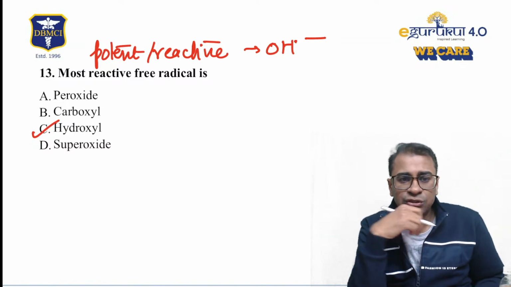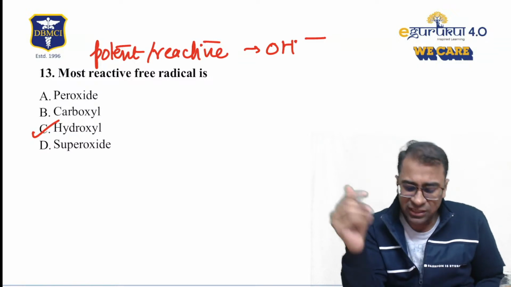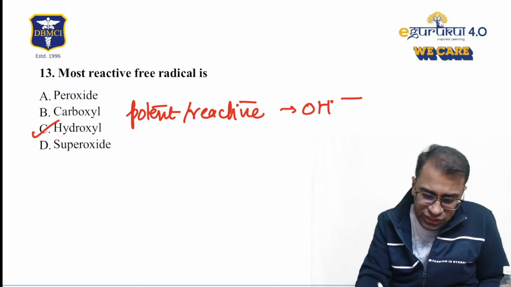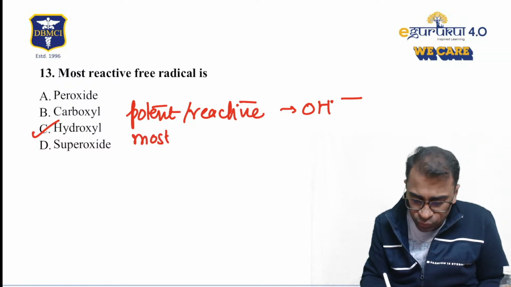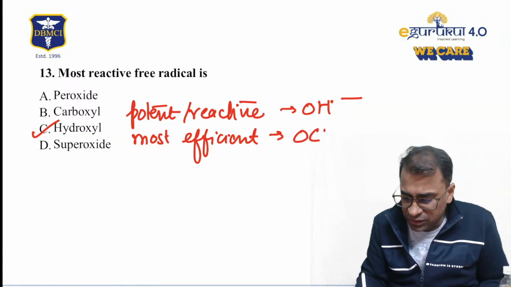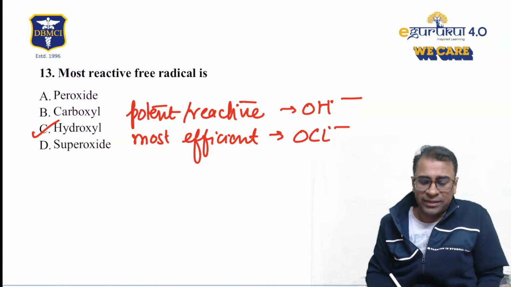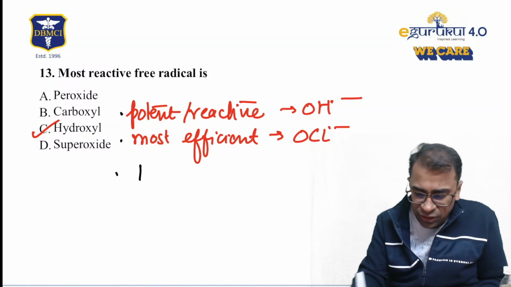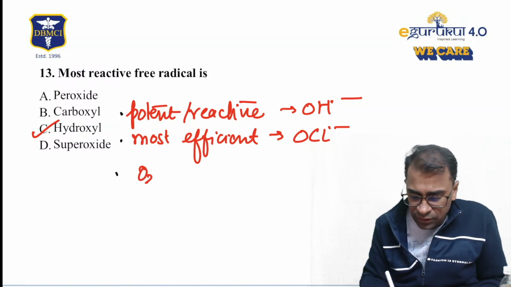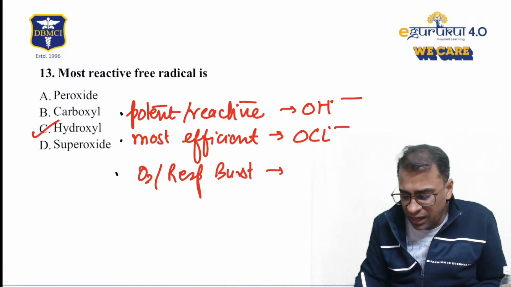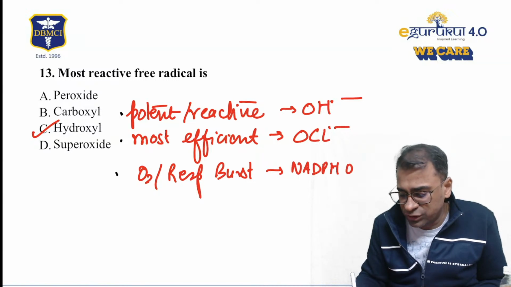आगे बढ़ते हैं. So देखो, the most potent and reactive free radical, the answer is hydroxyl. And had the question been what is the most efficient free radical, the answer is OCl dot minus. If the question is which of them leads to oxygen-dependent respiratory burst activity, then the answer to that question is NADPH oxidase.